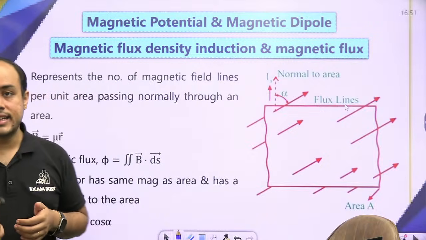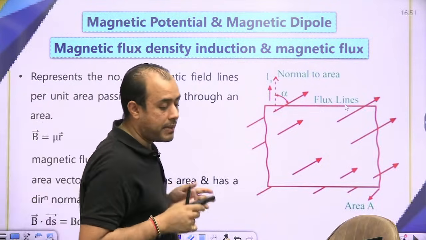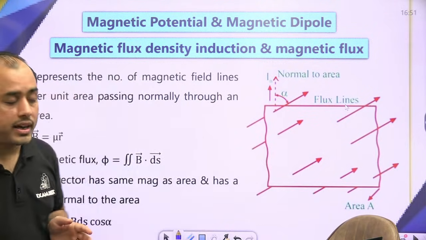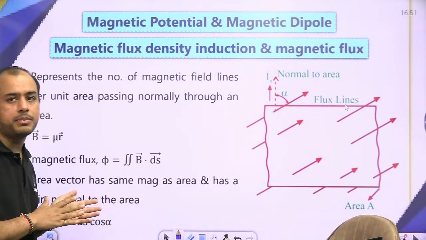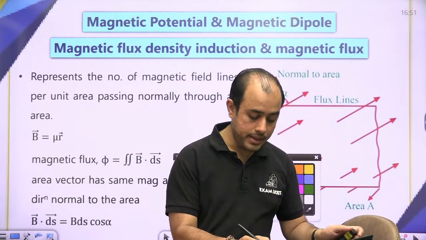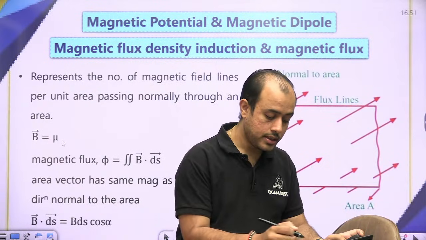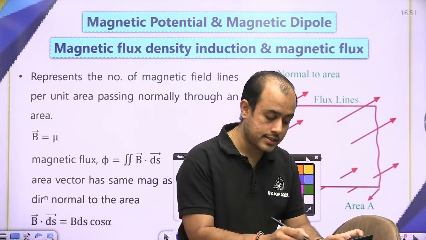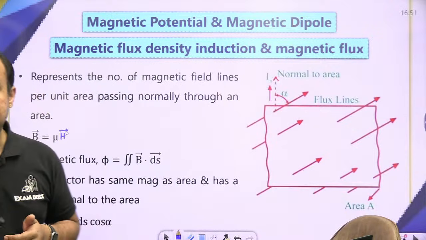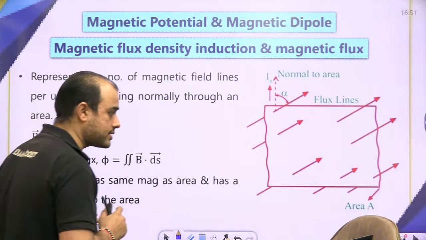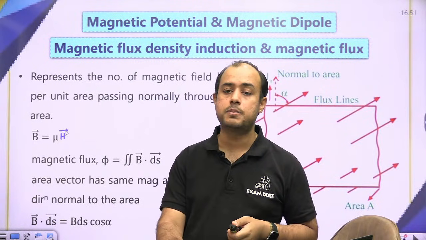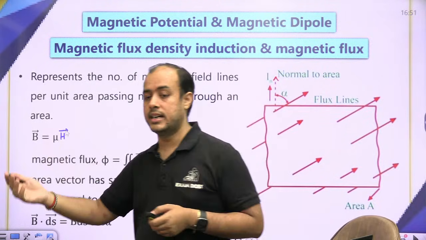So what is the magnetic flux density? First of all, the magnetic flux density is the number of field lines passing perpendicularly through an area per unit area, that is, divided by area. So that is equal to the flux density. Now B is written as mu H. So what is the magnetic flux? Magnetic flux tells you how many lines are passing an area normally. So what is the difference between flux and flux density? Flux density is telling you the number of lines passing normally per unit area.